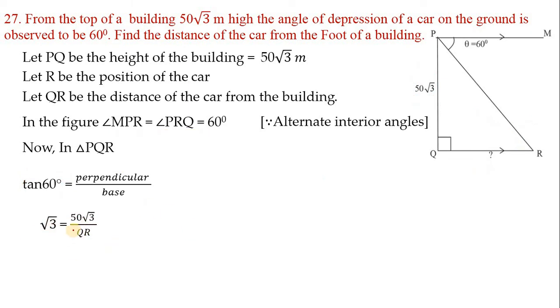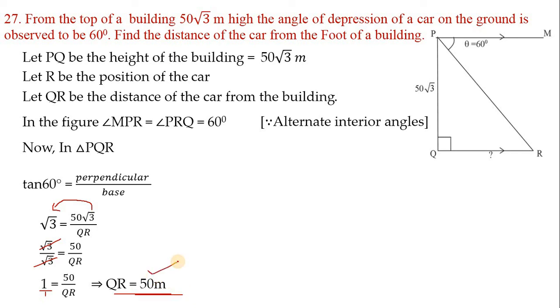Now here we can easily simplify, children. 50 root 3 means 50 into root 3. This root 3 transferred to this side becomes the denominator. So just like this. And here what happens? Root 3 and root 3 will get cancelled. And what is left out here? 1 is left out. And the right side part will be as it is. Now do the cross multiplication and simplify. So what do we get? QR is equal to 50 meter. So this is the distance between the bottom of the building and the car. So hence the car is 50 meter distance from the building.